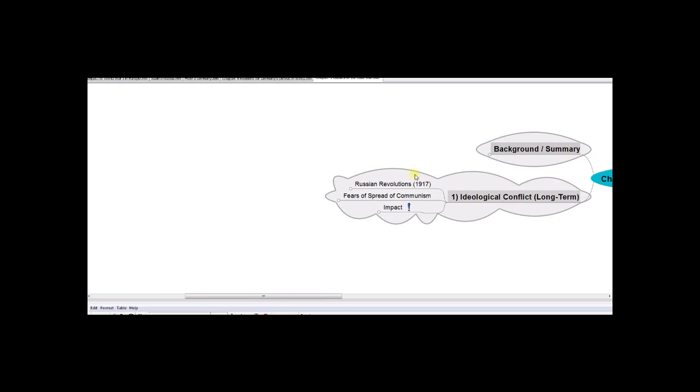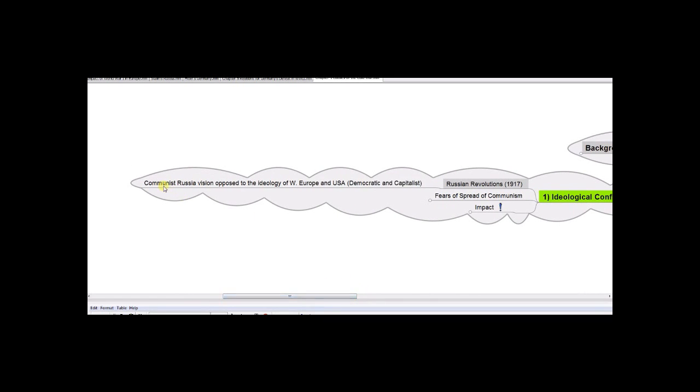So first we're going to look at the Russian revolutions in 1917, essentially when the Tsar, the King of Russia, was overthrown, and eventually the monarchy in Russia was replaced with a communist dictatorship. The Russian revolutions in 1917 happened during World War One, and it involved communist Russia, which resulted from the revolutions. Communist Russia had a vision that was opposed to the ideology of Western Europe and the USA. Essentially, it was communism as upheld by Russia versus democracy and capitalism as embodied by Western Europe, countries like France, countries like Britain, and of course the USA itself.